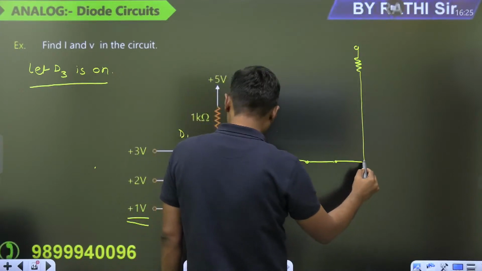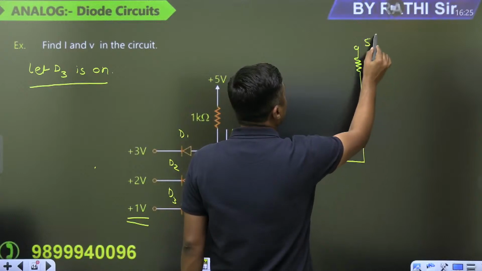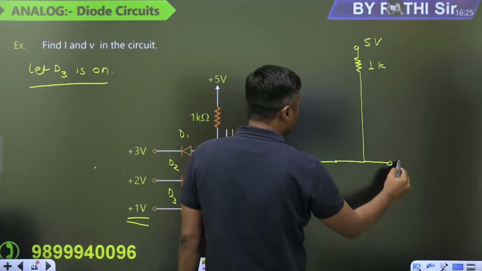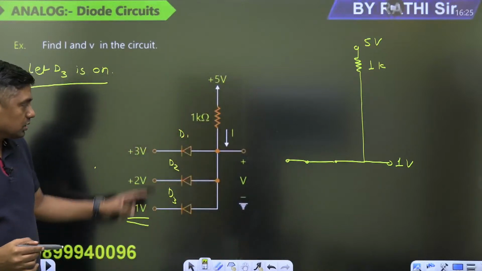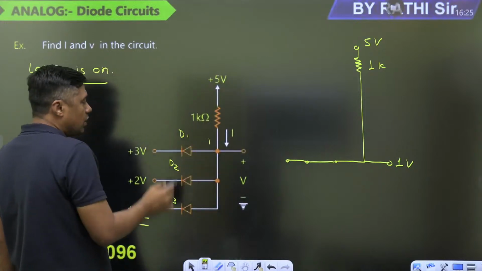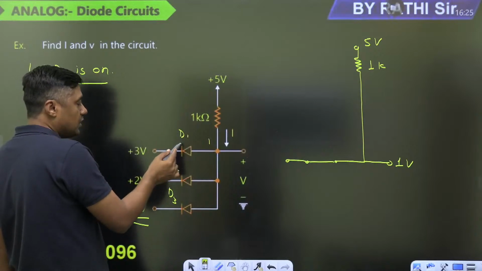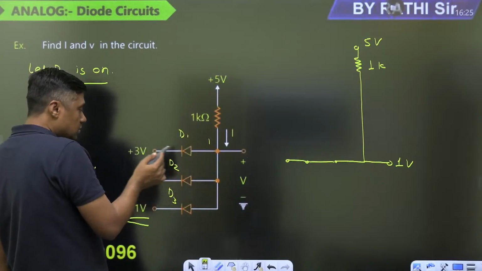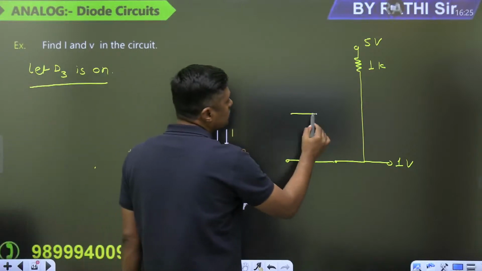Okay, and now this value is what? 1 kilo ohm. This is the 5 volt, and this will become 1 volt. Output voltage will become 1 volt. Now what about this diode? On the positive side it is 1 volt, on the negative side it is the 3 volt. So Vp is less than Vn, that is off. 1 volt, this is the 2 volt, that is also off. So both the diodes are off.